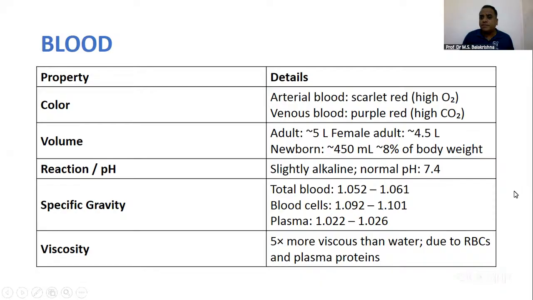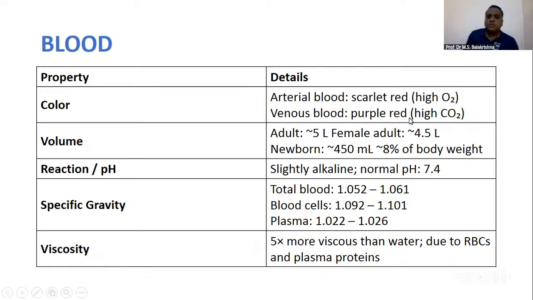So the blood, as you know, the properties of the blood, the color of the blood. The arterial blood is scarlet red in color, and that is very high in oxygen. That is why arterial blood is bright red or scarlet red. Whereas the venous blood is high in carbon dioxide and the color of the blood is purple red.